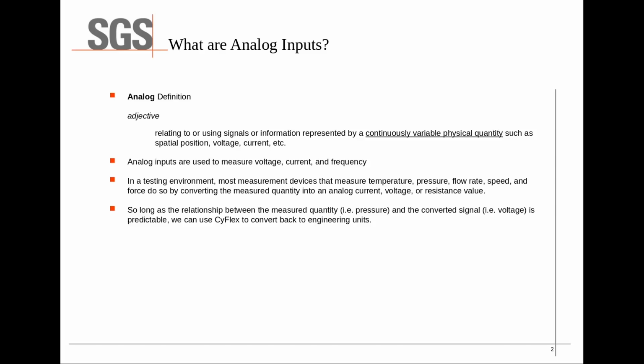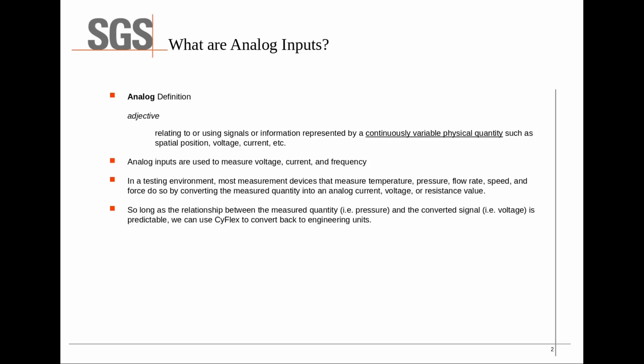to or using signals or information represented by a continuously variable physical quantity such as spatial position, voltage, current, etc. So I've underlined continuously variable physical quantity mostly to distinguish between analog and digital inputs. Within a typical data acquisition system, you're going to have analog inputs, analog outputs, digital inputs, digital outputs.